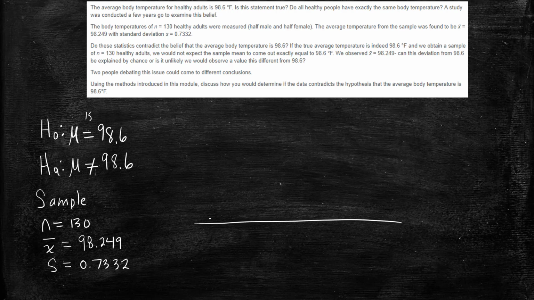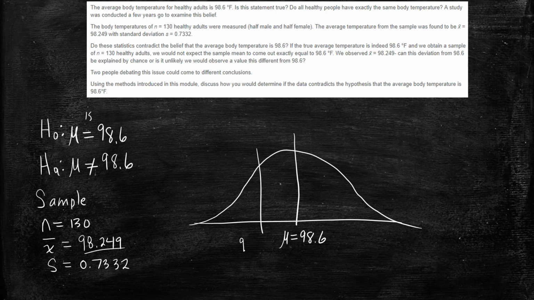And right away, draw a picture. Draw a picture, draw a picture. What do you draw a picture of? Normal curve. Right down the middle is what they're telling us in the null hypothesis, that the average temperature is 98.6. We want to know is 98.249, which we can already tell just by looking at it, it's going to be to the left. But we basically are looking to see, is that too far away from the 98.6?